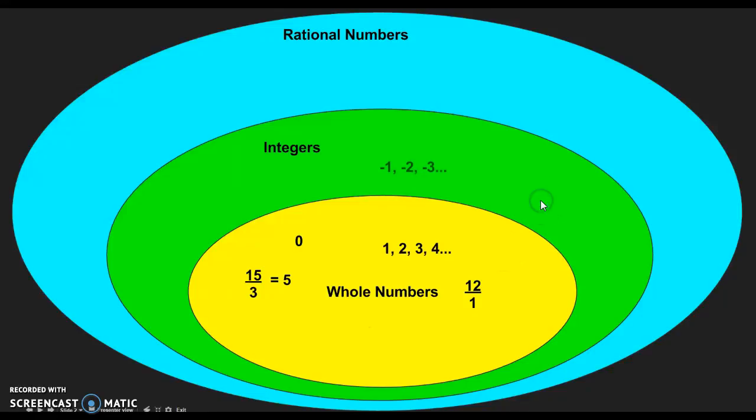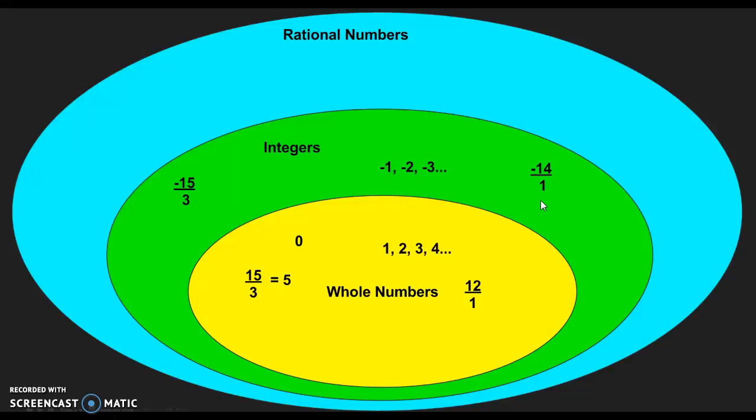Integers add to this group the negative whole numbers, -1, -2, -3, all the way to infinity. -14 over 1 is also considered an integer because its value is -14, similar to 12 over 1 being 12 in the whole numbers, and -15 over 3 would have the value of -5. This is also considered an integer, even though it's written as an improper fraction.